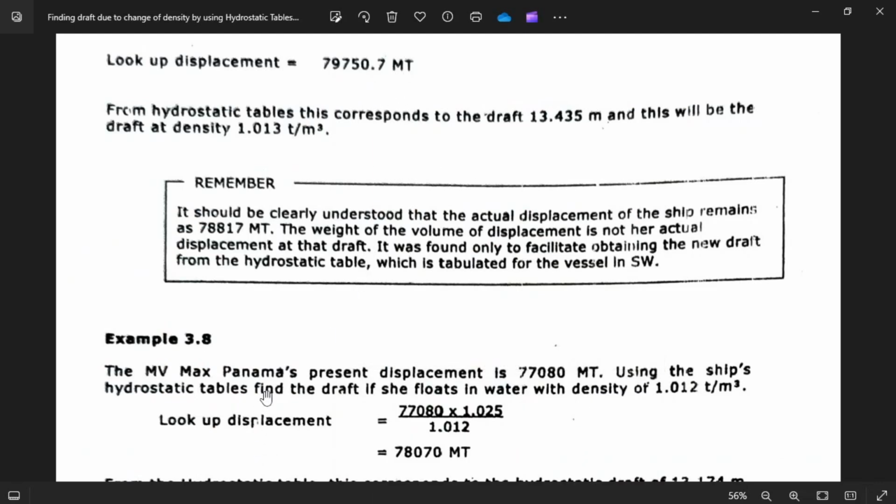Then we go to, just read this one, guys. It says it should be clearly understood that the actual displacement of the ship remains 78817. The weight of the volume of displacement is not her actual displacement at the draft. It is found only to facilitate obtaining the new draft from the hydrostatic table, which is tabulated for the vessel in salt water. Now we go to 3.8.